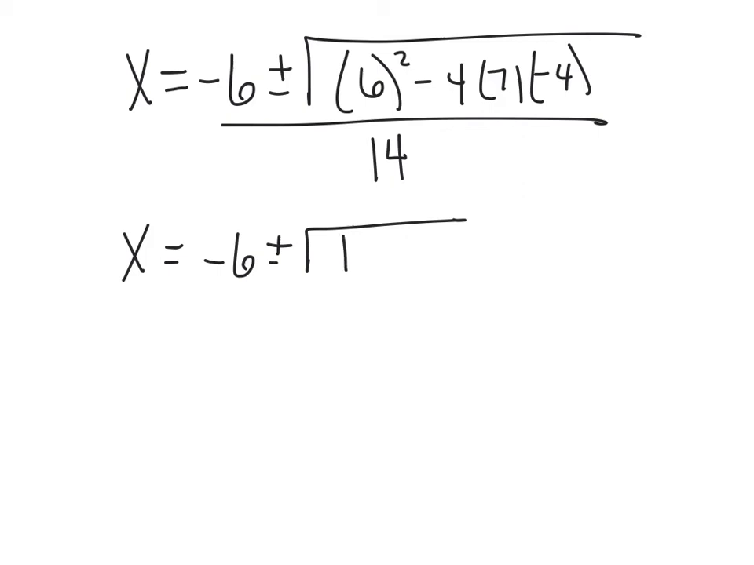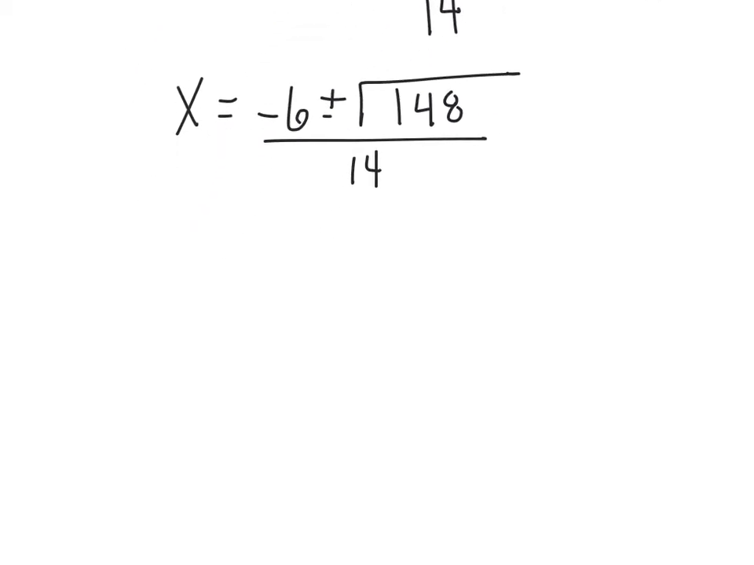And I get 148 all over 14. Now it said simplest radical, so I have to break this radical down. Remember, you're looking for a perfect square and a non-perfect square. So I just start dividing my perfect squares until they work, if you don't know them off the top of your head. So I think 4 and 37 work.